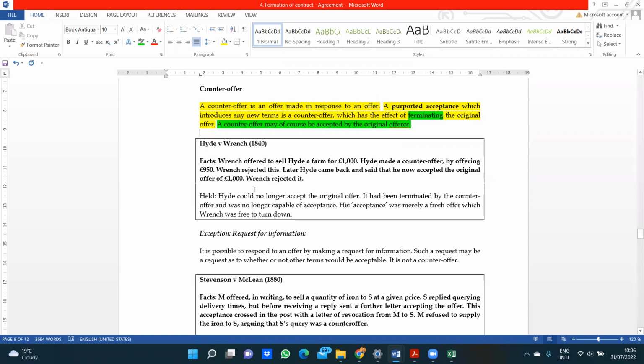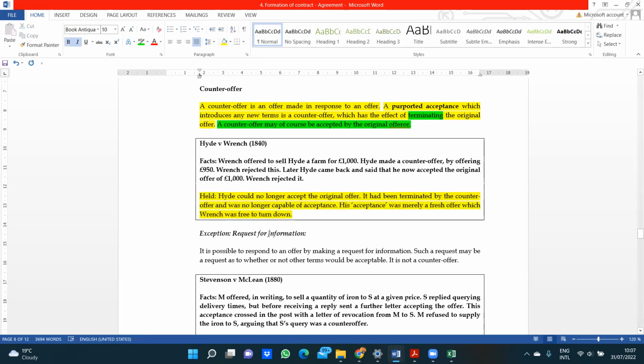Hyde could no longer accept the original offer. It had been terminated by the counter offer and was no longer capable of acceptance. His acceptance was merely a fresh offer, which Rech was free to turn down. So this is the ruling here. Okay.